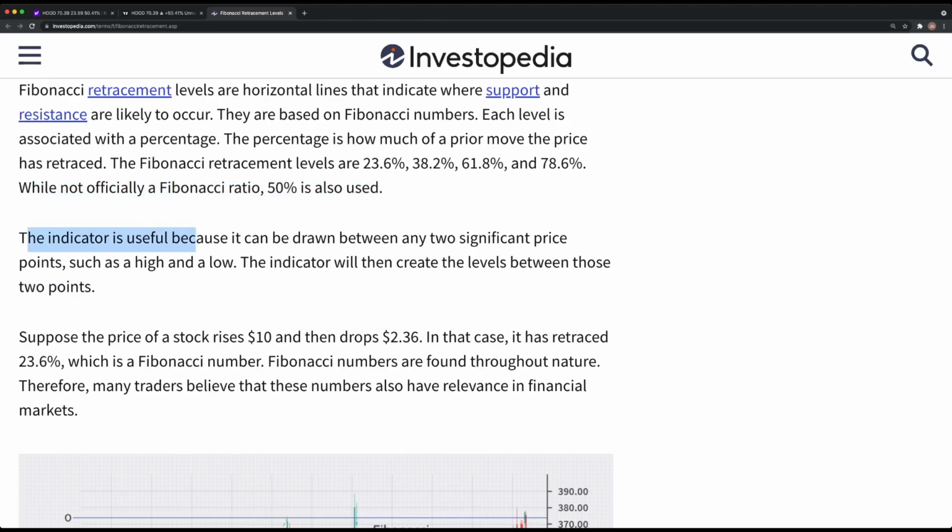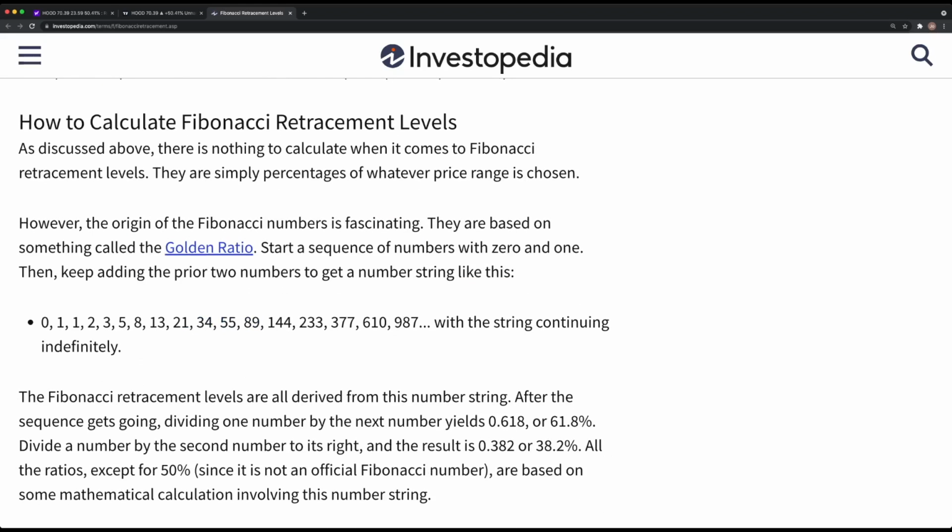The indicator is useful because it can be drawn between any two significant price points, such as a high and a low. The indicator will then create the levels between those two points. So how to calculate Fibonacci retracement levels? As discussed above, there's nothing to calculate when it comes to Fibonacci retracement levels. They are simply percentages of whatever price range is chosen.